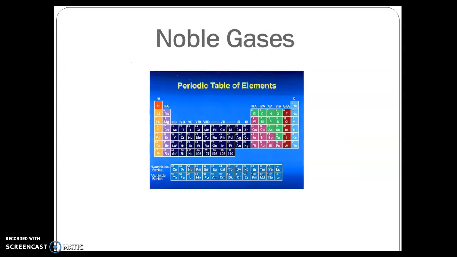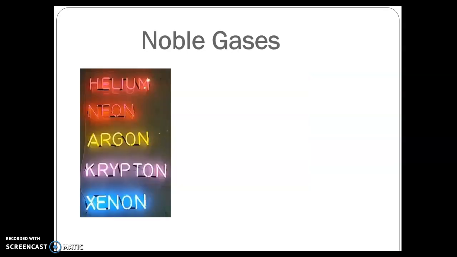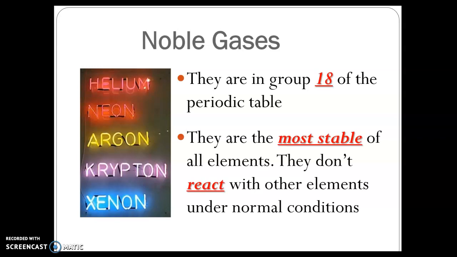Then we have our noble gases, which is in light blue. So group 0, group 8, group 18, right? There are helium, neon, argon, krypton, and xenon. So they're group 18 or 8. Sometimes I refer to them as group 8. They are the most stable of all the elements. They do not react with other elements under normal conditions. So they're very, very stable.